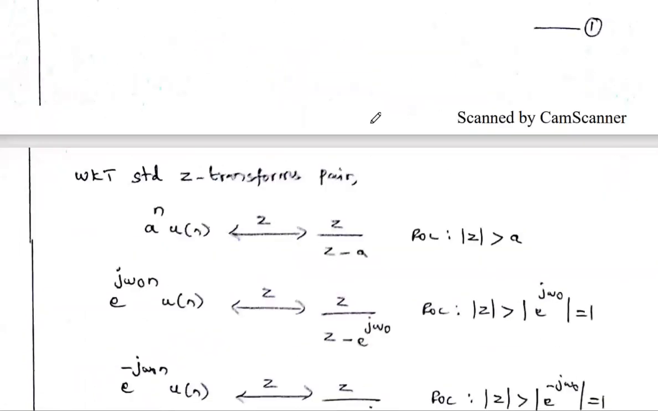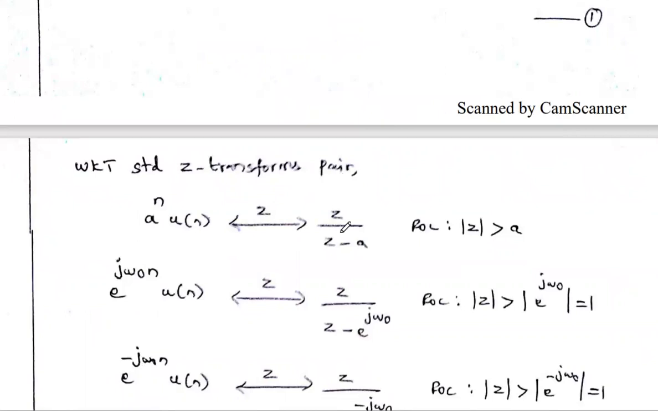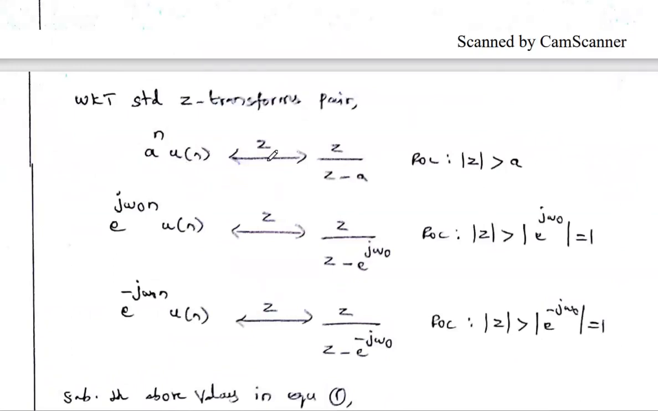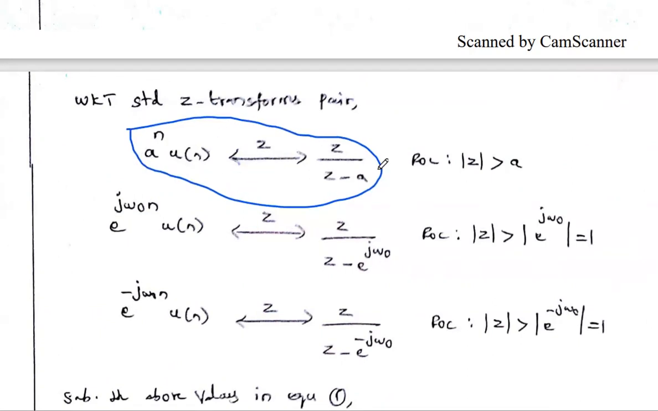Here, using the standard Z transform pair, we are going to solve. You are already familiar with the a power n u of n problem. What is the Z transform of a power n u of n? It is z by z minus a. Okay, this is the very known answer. The a power n u of n is an exponential signal. The answer for a power n u of n is z by z minus a, and ROC is modulus of z greater than a. Since a power n u of n is a causal signal, the signal is available only for the positive time axis. That's why the ROC is the exterior part of the circle having radius a.